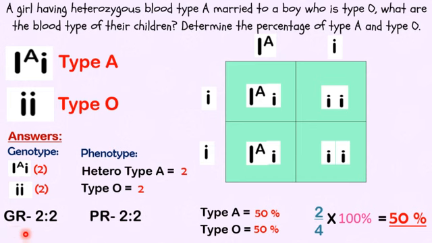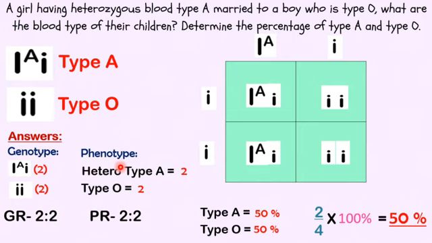And after that, also give the GR and the PR. What do you mean by that? GR is what we call genotypic ratio, and PR refers to phenotypic ratio. So our genotypic ratio is 2 is to 2. Why? Because we have 2 IA small i here, and we also have 2 ii here. So 2 is to 2. Just copy. And then for phenotypic, we have 2 heterozygous type A, and we also have 2 type O. So all you have to do is transfer. And then you have the ratio now for genotype and phenotype.